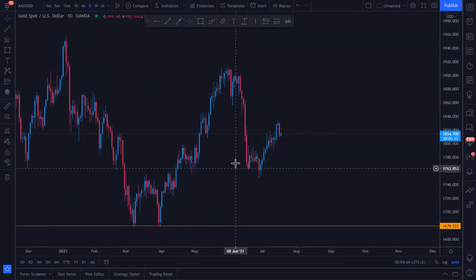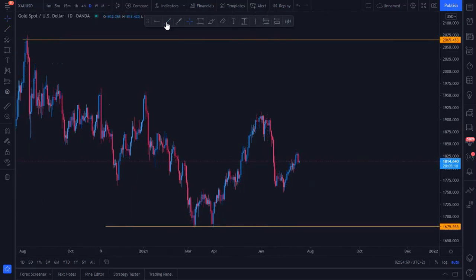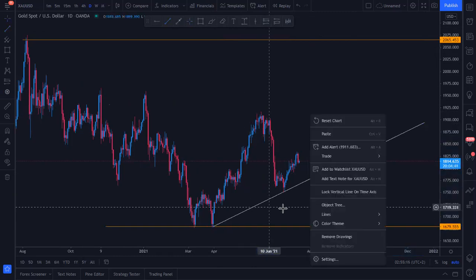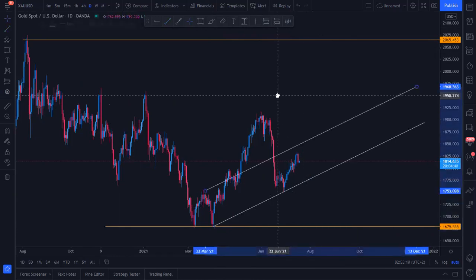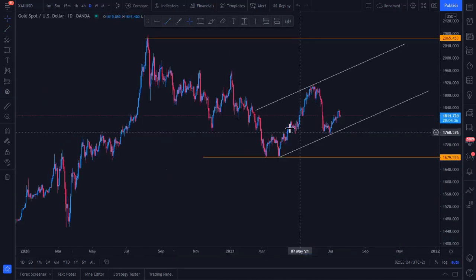Next, I'm going to draw the channel. I'm going to draw the relevant trend line now, because that one is no longer valid for us. We're no longer going to use it. Now, we need something that's going to guide us in terms of taking trades. First, I'm going to draw this upper trend line, connecting my support levels. And then I'm going to clone this line, forming a channel.